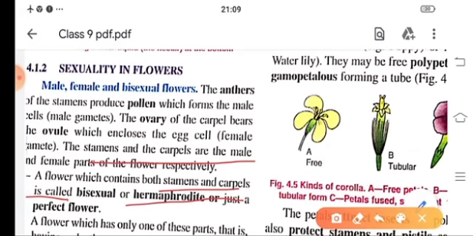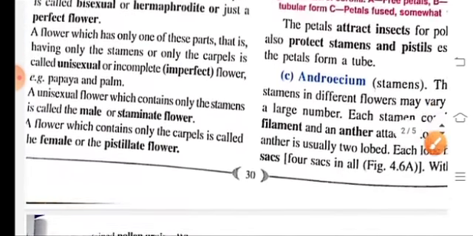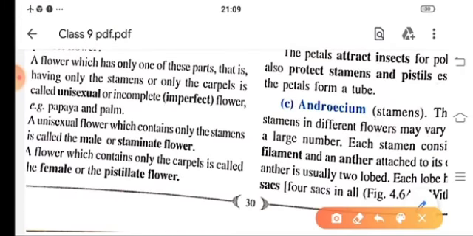Okay. Then next is the unisexual flower. So a flower which has only one reproductive part, that means either the male or the female, is a unisexual flower, or it is also known as an imperfect flower. And a unisexual flower may have only the stamens or only the carpels. The unisexual flower which contains the stamens is known as the male or staminate flower. Then the flower which contains only the carpels is known as the female or pistillate flower.